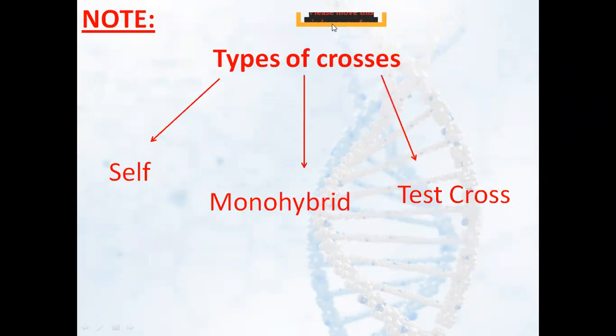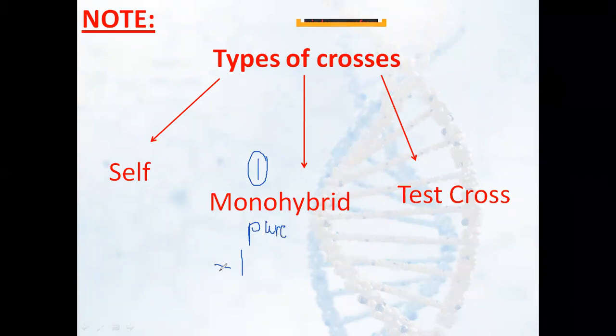So till now, we have three different types of crosses. The first, number one, is the monohybrid cross. The parents are pure and they differ in only one trait, so they have a difference in one trait only. We call this cross a monohybrid cross.